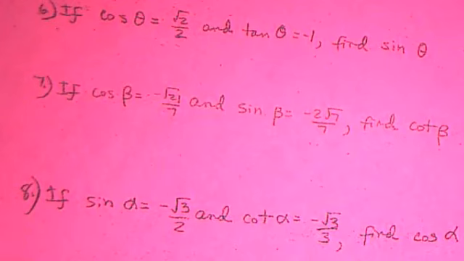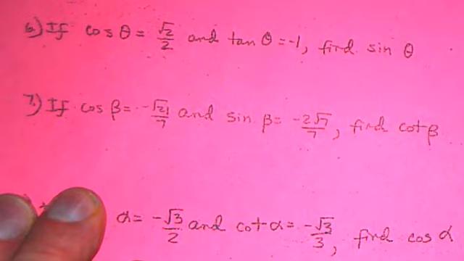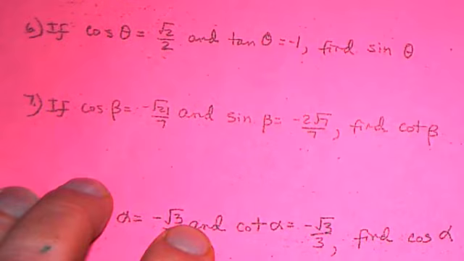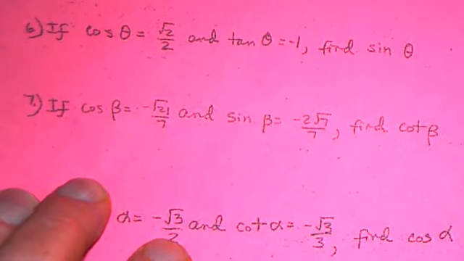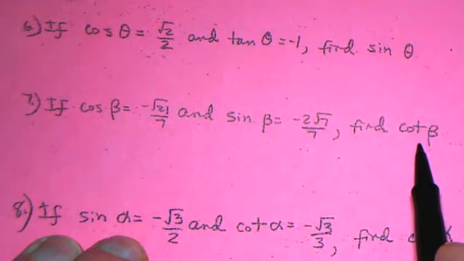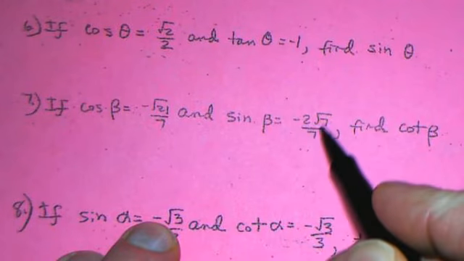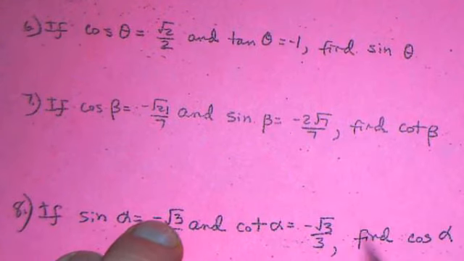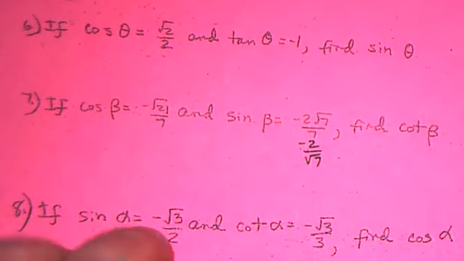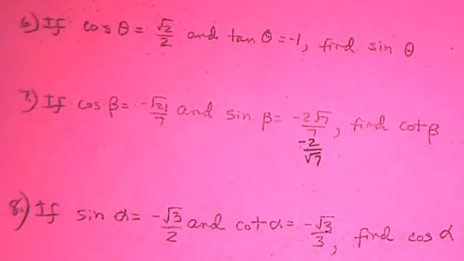Okay, so it's telling us that the cosine of beta is negative root 21 over 7, and the sine is negative 2 root 7 over 7. They want us to find the cotangent, which means we have to find the tangent and flip it over to find the cotangent. Also, I recognize that this has been rationalized. So this was actually negative 2 over root 7, and when we rationalize that by root 7 over 7, it becomes negative 2 root 7 over 7.